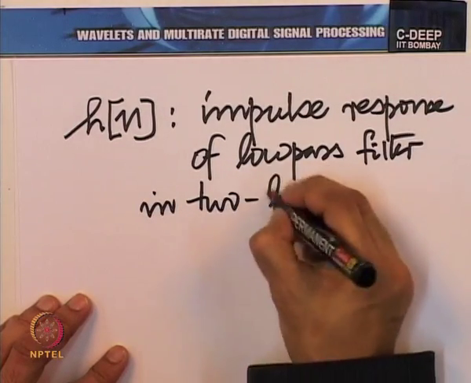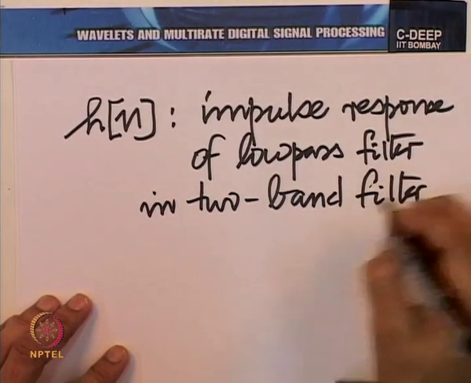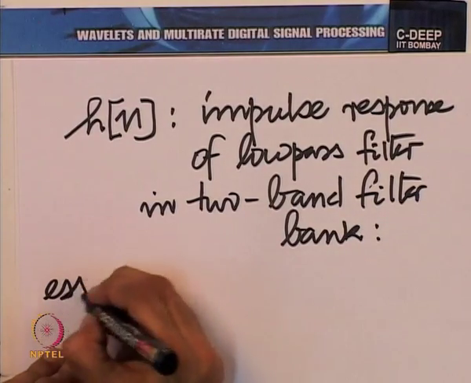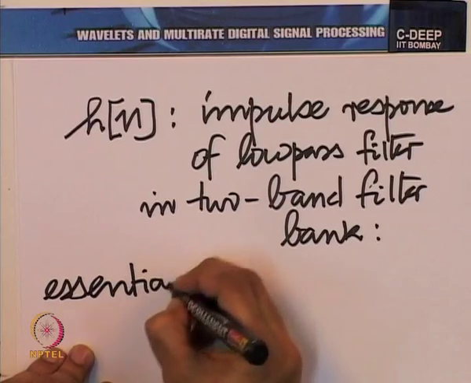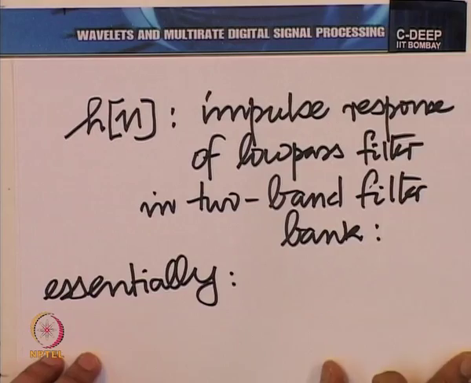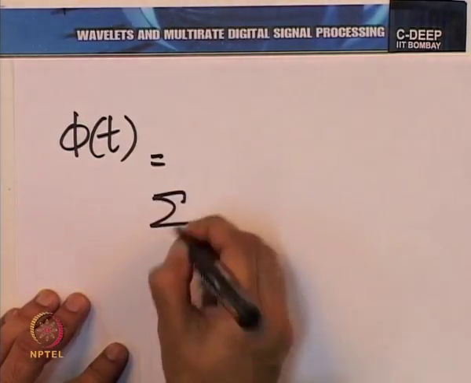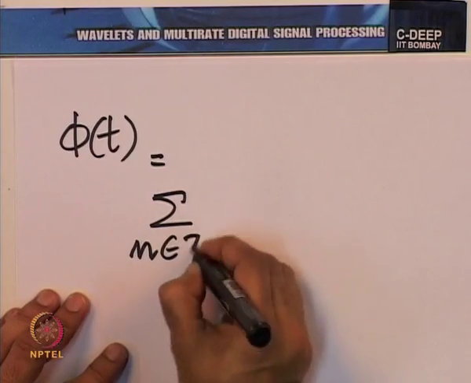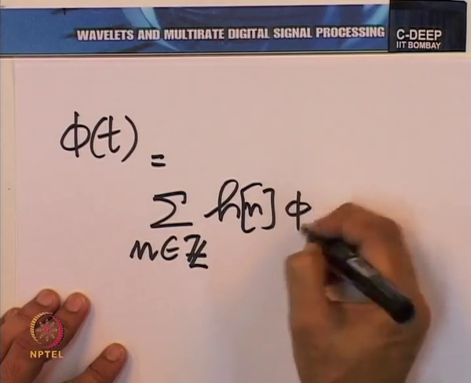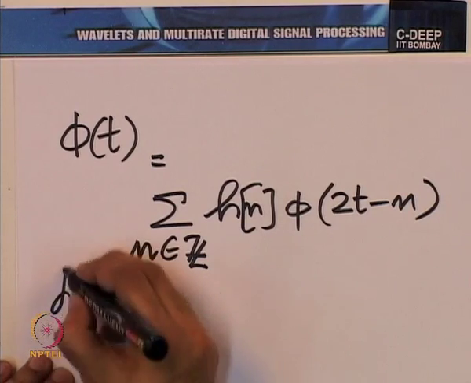in the two band filter bank, then essentially what we have is the following dilation equation. So, we will continue the dilation equation. Phi of t is summation on n over the set of integers h n phi 2 t minus n. This is the essential dilation equation for phi.